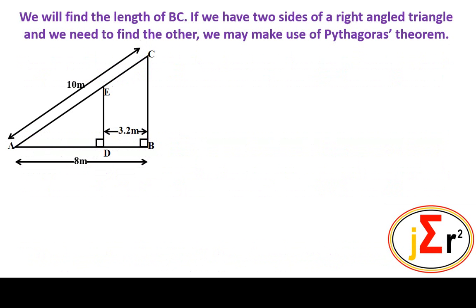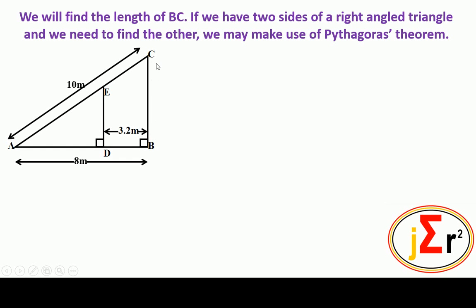We will find the length of BC. If we have two sides of a right-angled triangle and we need to find the other, we may make use of Pythagoras' theorem. Now, as we can see, BC is what we need to find.